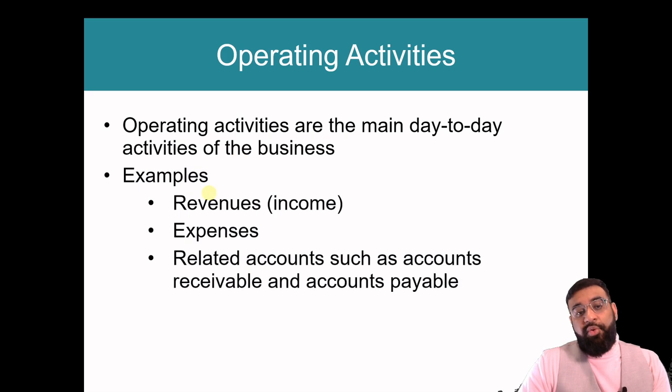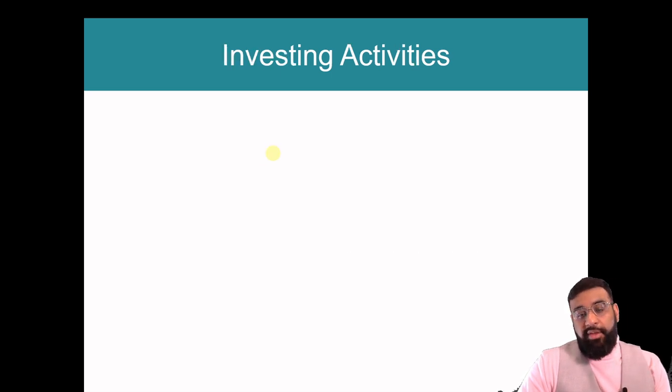So anything that has to do with revenues, expenses, and related accounts such as accounts receivable and accounts payable is going to be the day-to-day activities of the business. So essentially anything that's to do with accounts receivable, supplies, inventory, prepaid expenses, things such as accounts payable, salaries payable, interest payable, income tax payable, under revenues is going to be our day-to-day business activities, and that's going to be our operating activities. Next one is going to be investing activities.